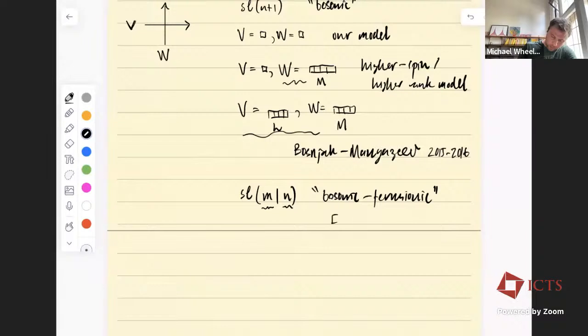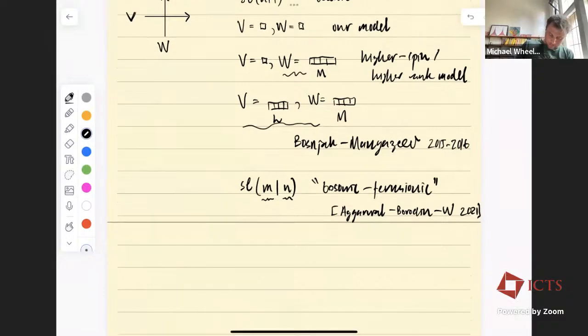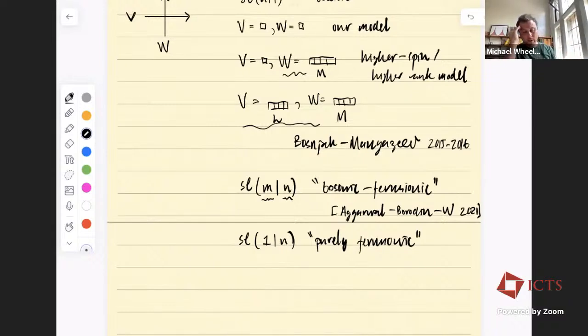So we studied these models in a paper with Amol Aggarwal and Alexei Borodin. And this is from, I think, 2021. So we looked at these and also wrote down solutions of the Yang-Baxter equation. And in particular, the case that's quite nice is where you have SL(1|N). So this is the purely fermionic model. And this model has a lot of very similar properties to the model that we're going to look at here.